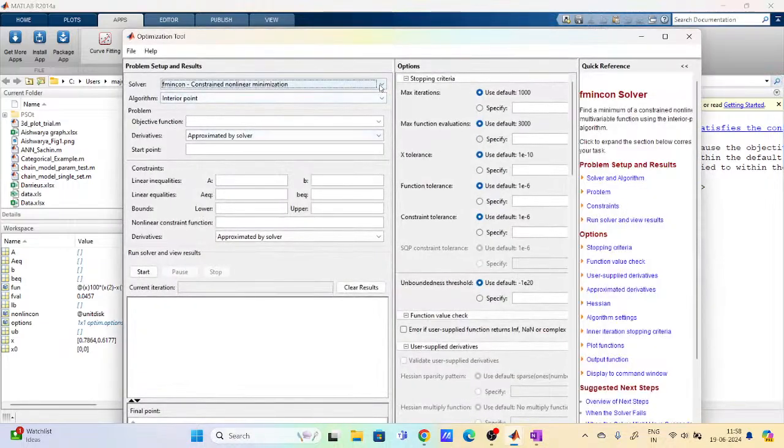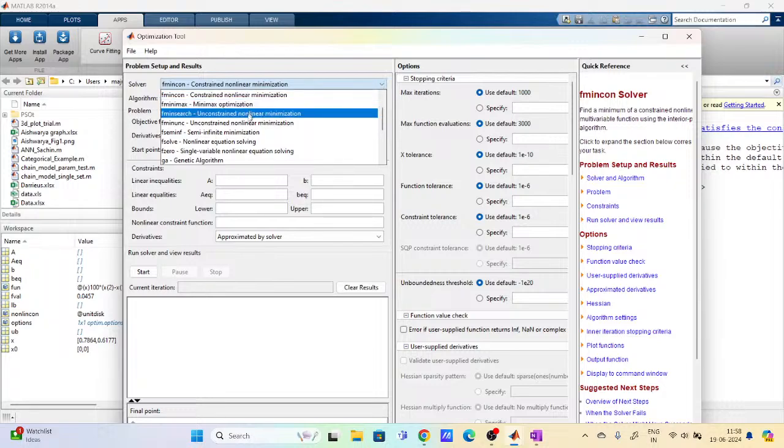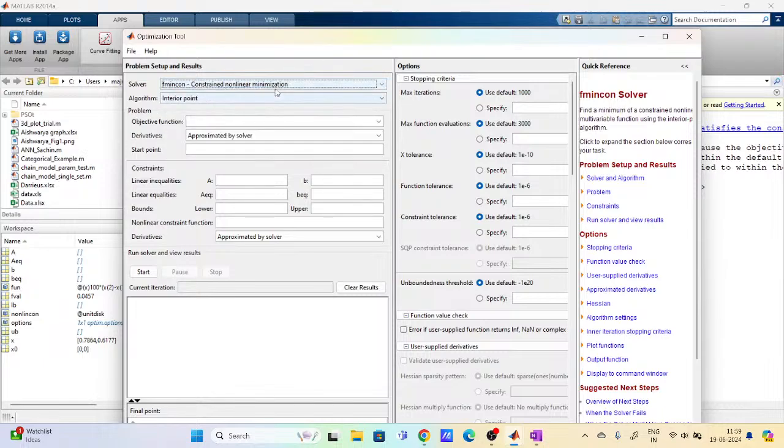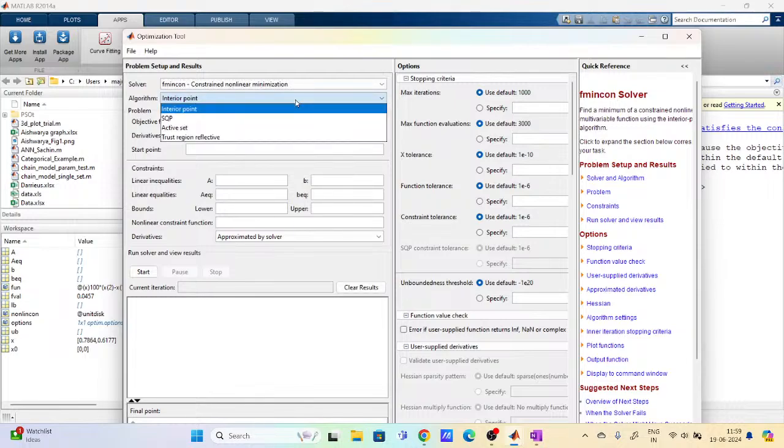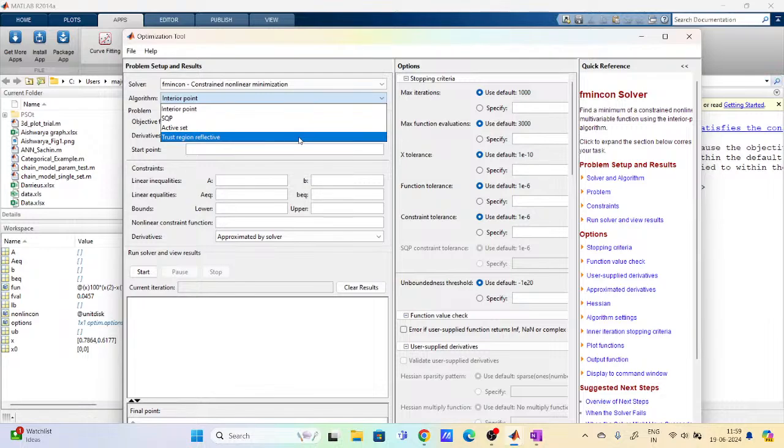In the optimization toolbox, all kinds of solvers are present. We are using the solver fmincon, so you need to select fmincon. Now fmincon uses 4 different algorithms to find the maximum or minimum point. The first one is the interior point algorithm. The second is SQP, which is sequential quadratic programming. The third is active set. The fourth is trust region reflective.